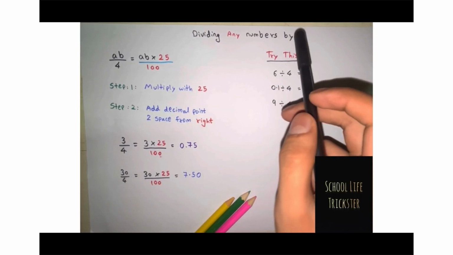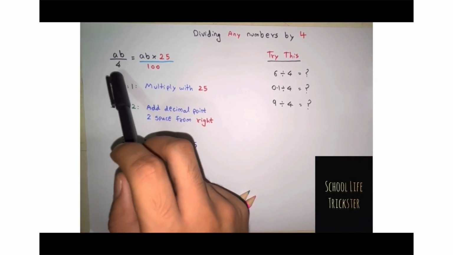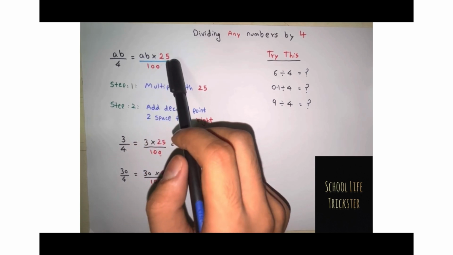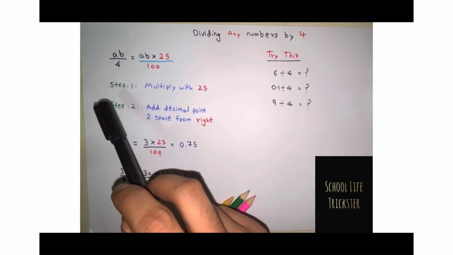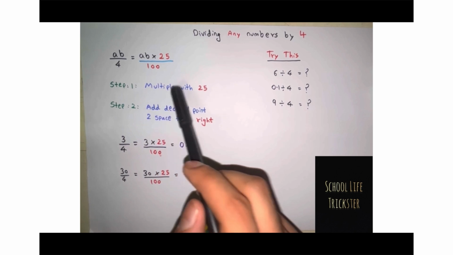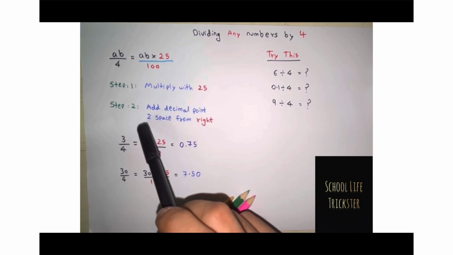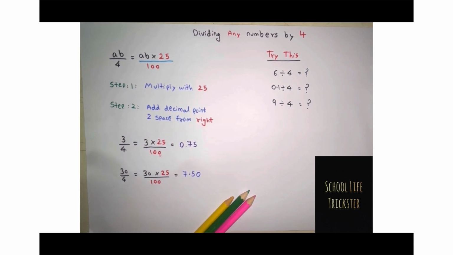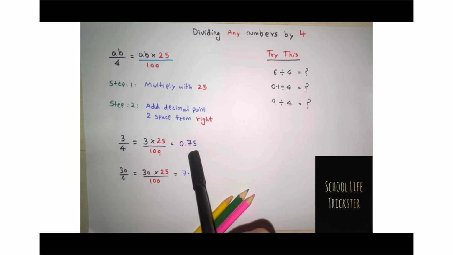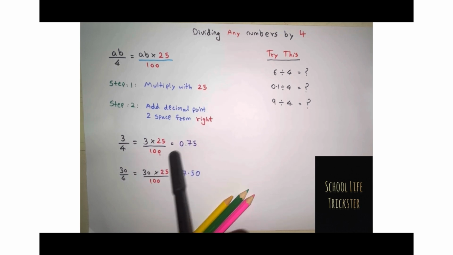Dividing any numbers by 4. AB divided by 4 equals AB into 25 upon 100. That is, step 1 multiply by 25, and step 2 add a decimal point 2 spaces from the right side. Over here, 3 divided by 4 equals 3 into 25 upon 100. So 3 into 25 is 75. Now we add a decimal point from the right side at 2 places, that is 1, 2, that is 0.75.